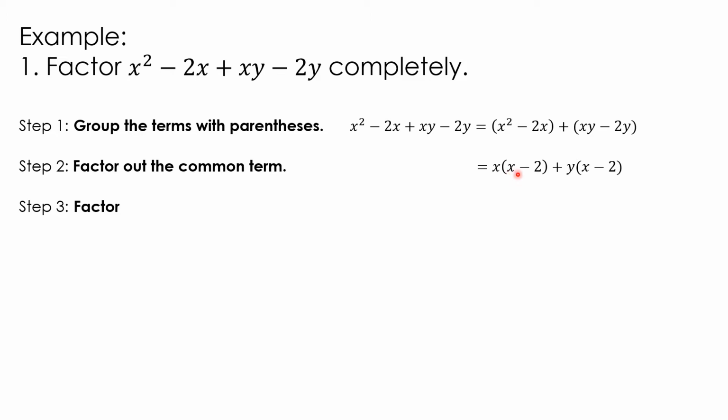And now, look at their common terms. We have here the common group, which is x minus 2, and x minus 2 is also in the second term of our equation. Now, let's summarize this as a factored form. We have the quantity of x minus 2 times the quantity of x plus y. So we have here the factored form of x squared minus 2x plus xy minus 2y.